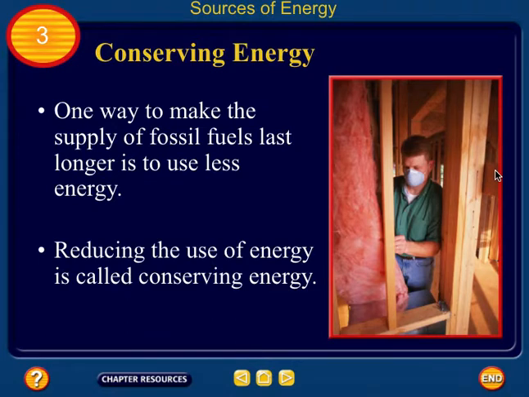Conserving energy. Fossil fuels are valuable resources. Not only are they burned to provide energy, but oil and coal are also used to make plastics and other materials. One way to make the supply of fossil fuels last longer is to use less energy. Reducing the use of energy is called conserving energy.